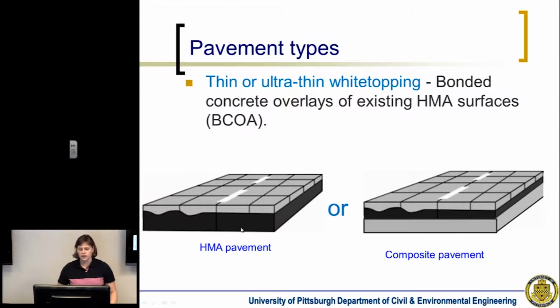And so this could be a single layer of asphalt that's distressed that you're placing your bonded concrete overlay on top of, or it could be a composite pavement where you have an overlay on top of your old concrete and now you're placing a new bonded layer on top of that.